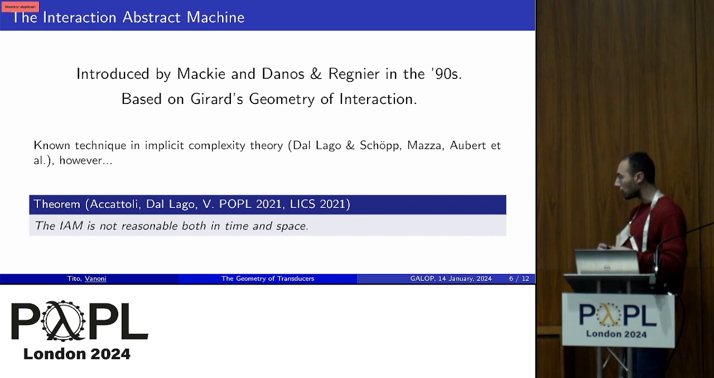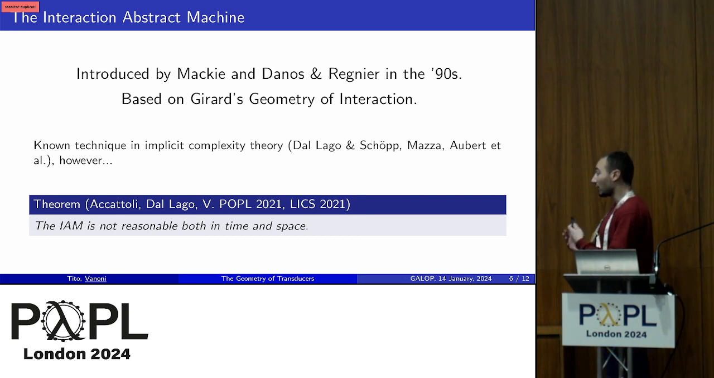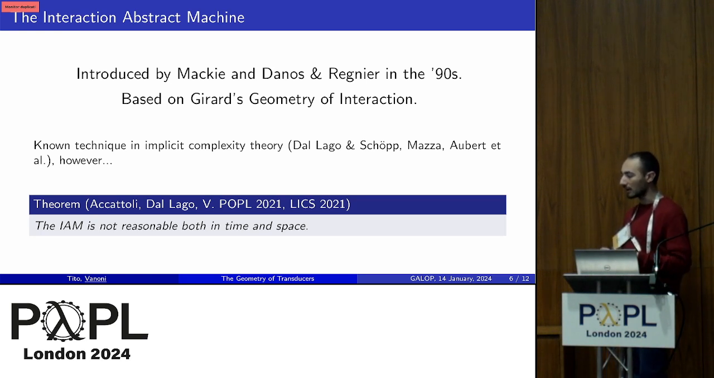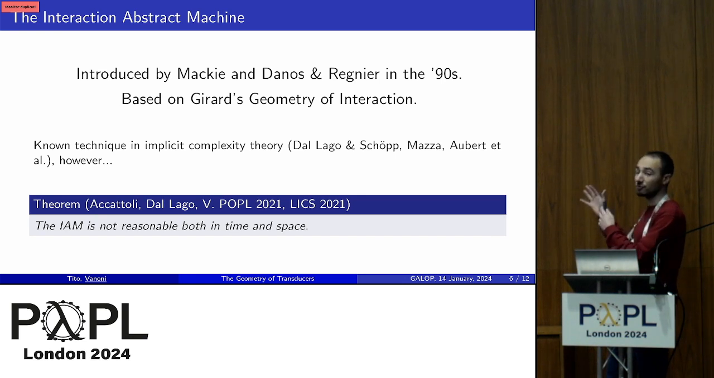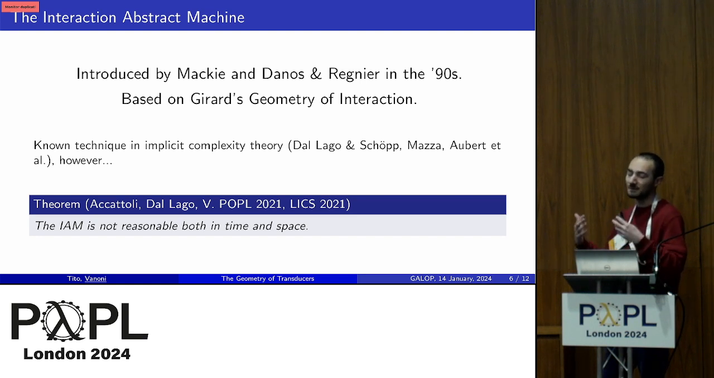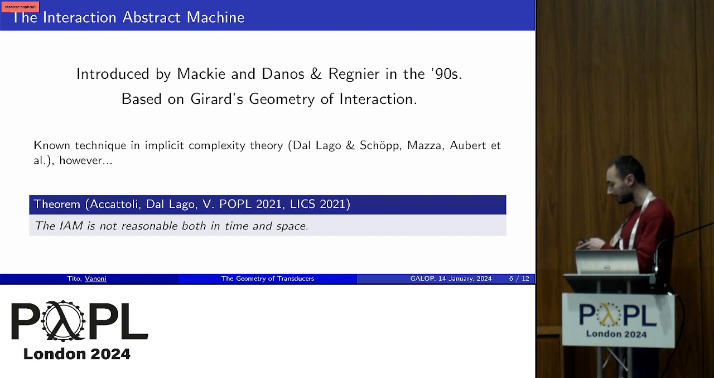However, as Ugo also mentioned this morning, we have proved that the interaction abstract machine is not reasonable, both in time and space, in general, if we consider the untyped lambda calculus, so in the Turing-complete framework. But still, we have these positive results, and all these results in implicit complexity theory use some restrictions of the lambda calculus, and typically type systems inspired by linear logic.